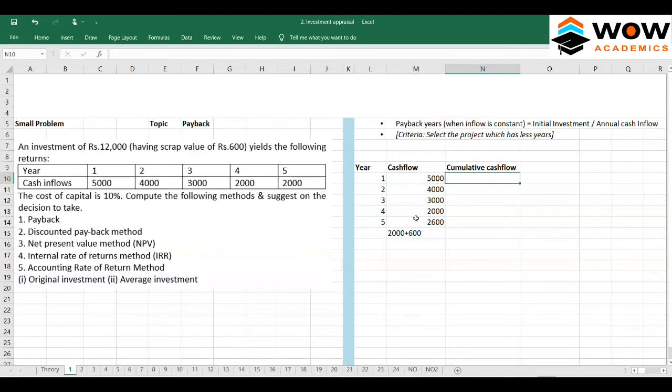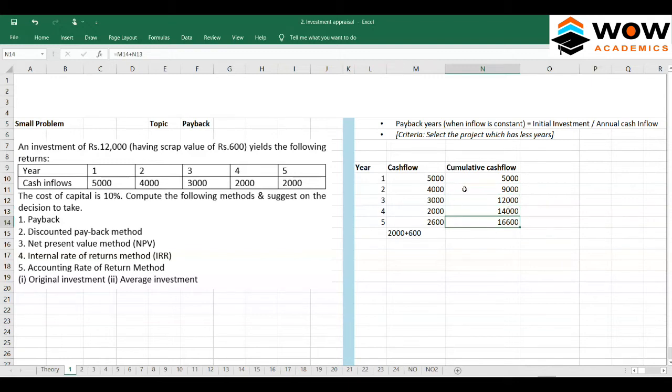So that's about the concept here. What we are going to do is accumulate the cash. So accumulating would be 5,000. Just add this number plus the previous number. Just keep adding them, so it becomes 9, plus 3 becomes 12, plus 2 becomes 14, plus 2,600 becomes 16,600. Okay, so that's how it comes.